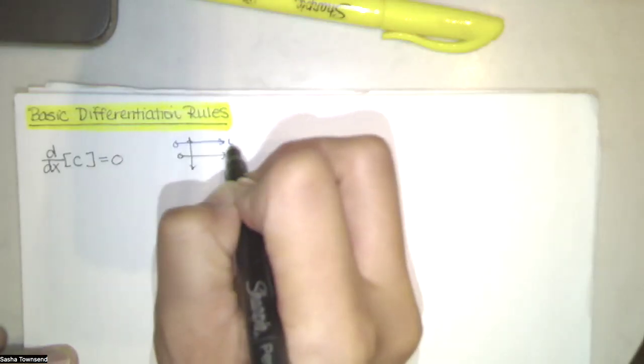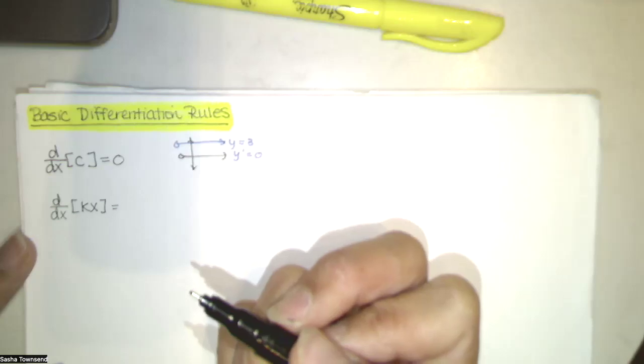Okay, so our basic differentiation rules are these. We have the derivative with respect to x of a constant is 0. And that makes sense because if we draw a constant function, say y equals 3, the derivative is just the slope of that line. The slope of a horizontal line is just 0.